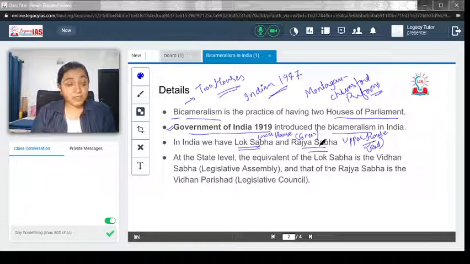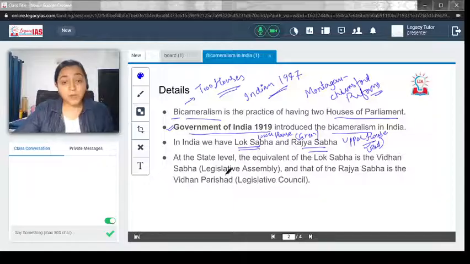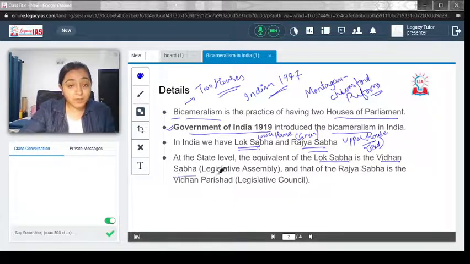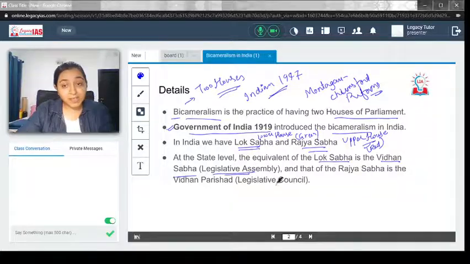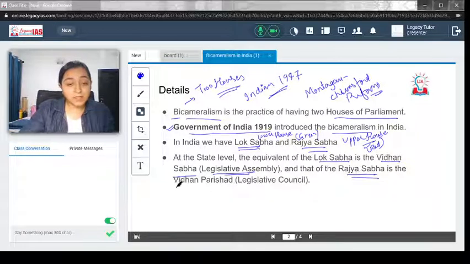But it is not that India only has bicameralism at the center level. It is also available in the states, but not every state has both of the bodies. Only a few of the states have it. At the state level, the equivalent of Lok Sabha is the Vidhan Sabha, or Legislative Assembly, and of the Rajya Sabha is the Vidhan Parishad, or Legislative Council.